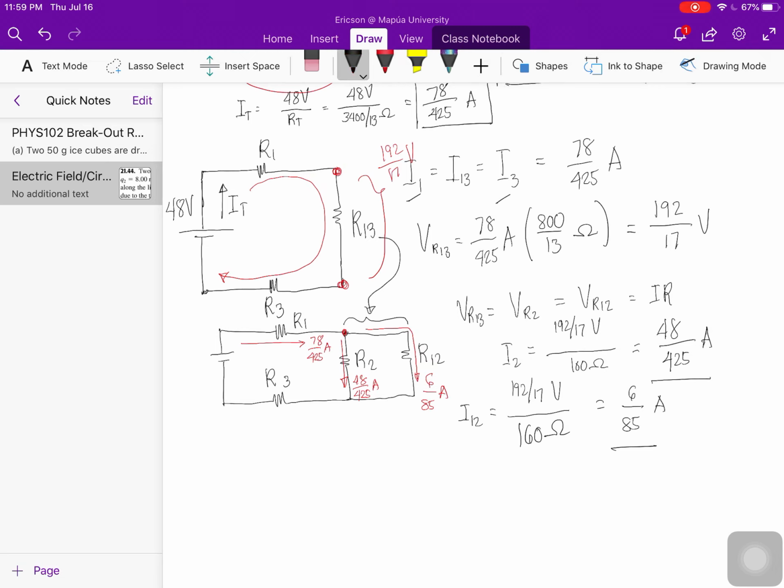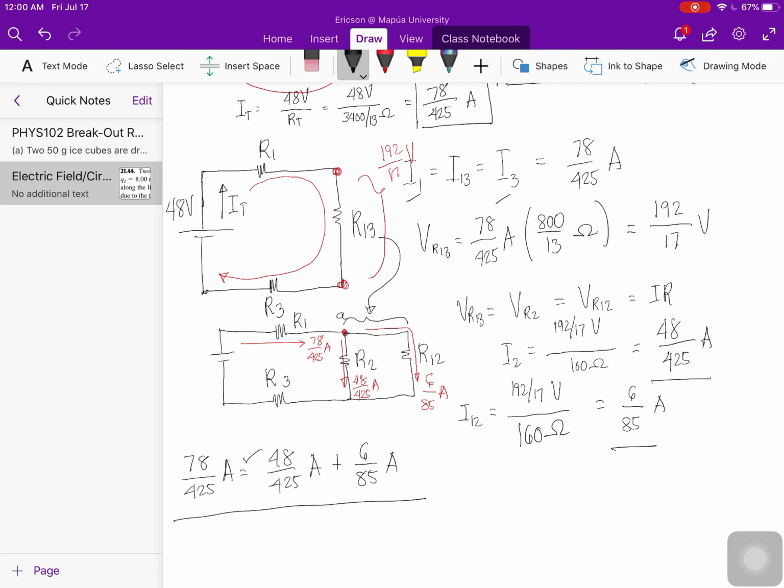But according to Kirchhoff's law, sabihin natin ito yung node A. So dapat, pag kinumpute nyo to, 78 over 425 amperes equals yung current na magbabranch out sa R2 at R12. So that's 48 over 425 amperes plus 6 over 85 amperes. Dapat pag pinag-add nyo, it will be the same. Okay? So, correct. Tama.